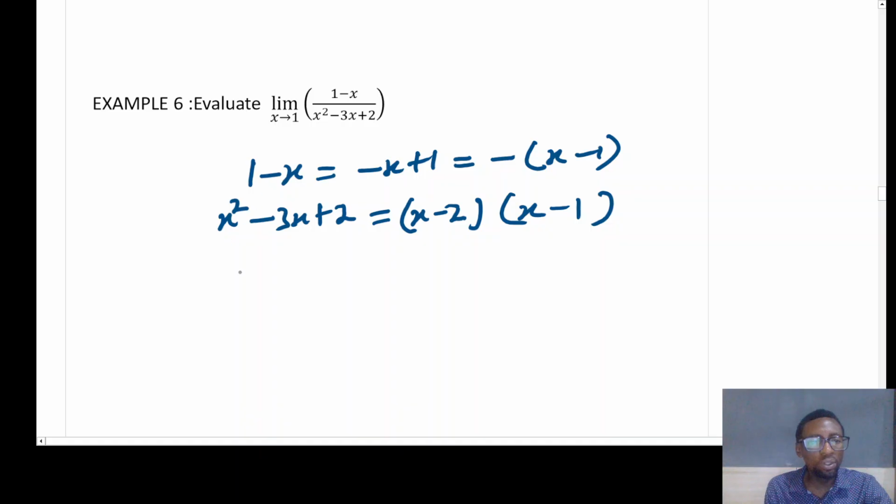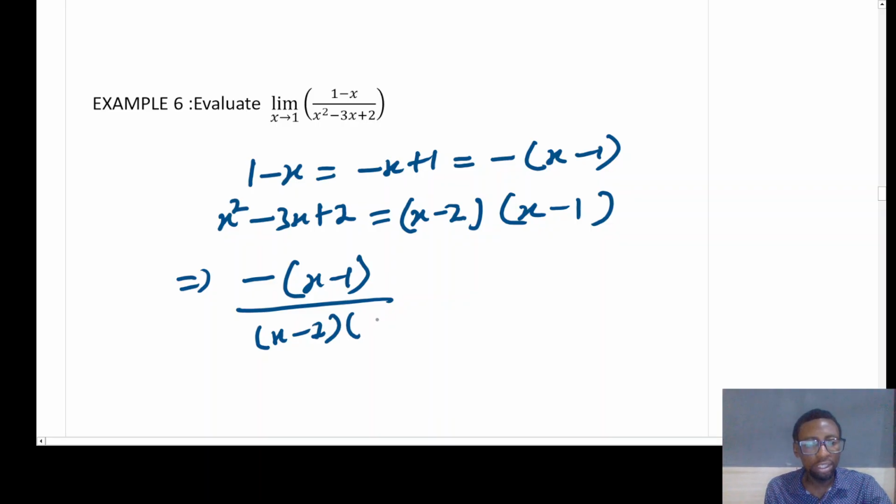So if I go back to the question, what will have changed? All of these will have changed to minus open the bracket x minus 1 over the denominator, which will have changed to x minus 2 open the bracket x minus 1. So we can cancel out a common factor. So this can cancel out this. So I'll be left with minus 1 over x minus 2.